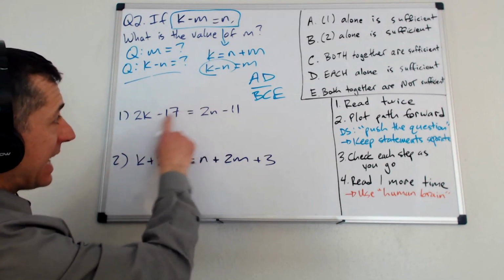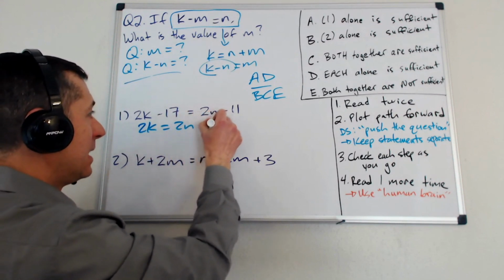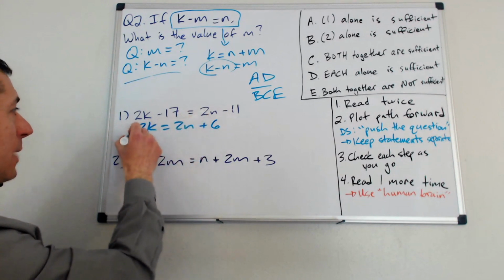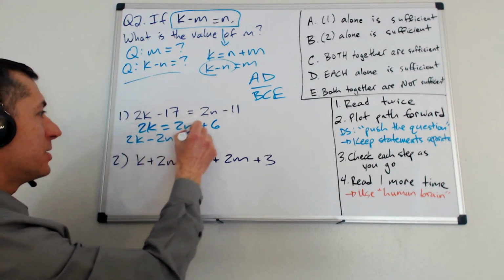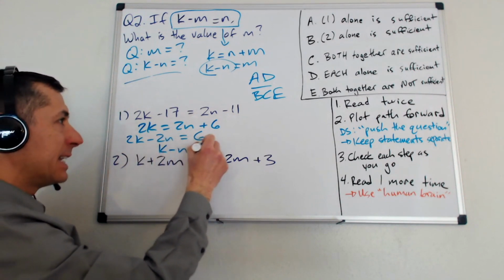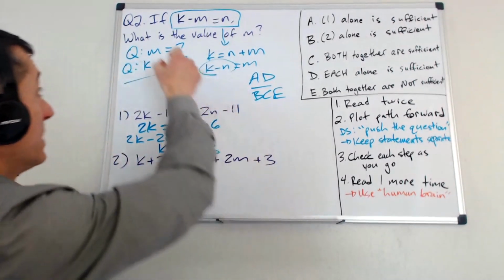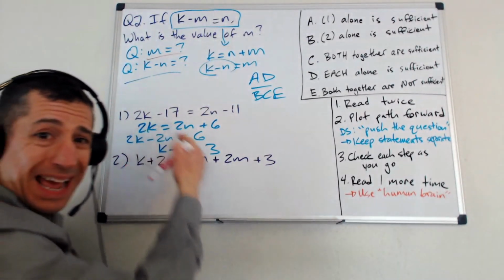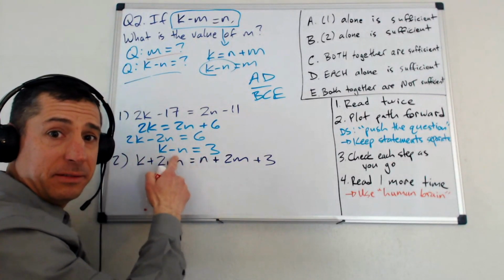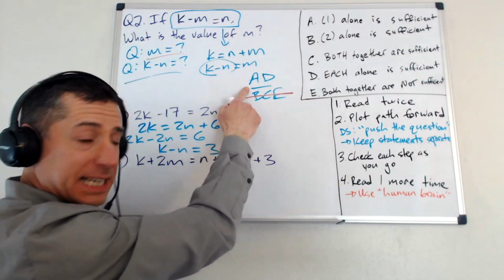I'm going to start by adding 17 to both sides. 2K equals 2N plus 6, just adding the 17. Now I'm going to subtract the 2N. 2K minus 2N equals 6. Divide everything by 2. K minus N equals 3. And guess what, guys? That is sufficient. Question was asking me for M. There was no M in the statement, but I got something that's going to give me M. So I'm in business. Can cross out B, C, E, since the answer is either A or D now.